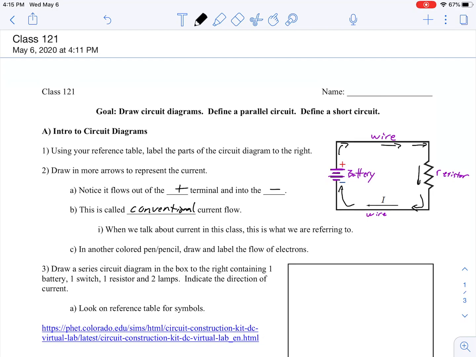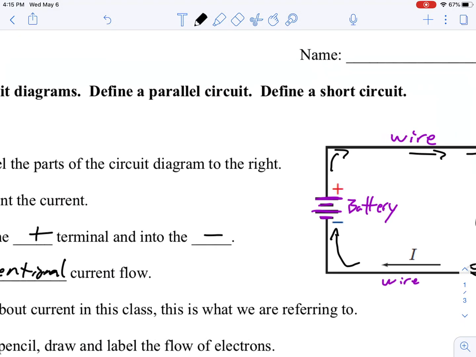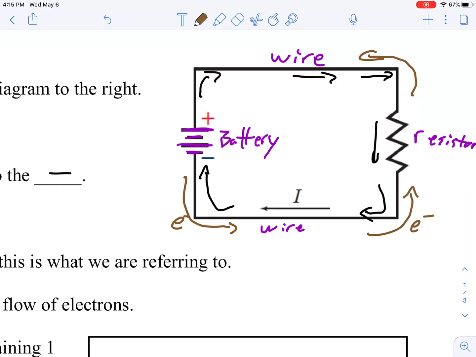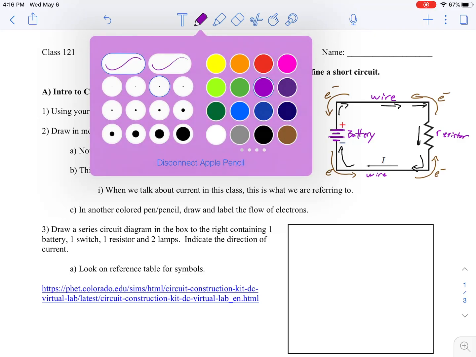In another color, pencil or pen, draw and label the flow of electrons. Electrons are just the opposite. I'll label that, we'll do it in brown. Electrons go from negative to positive. So this would be the flow of electrons. But again, I want to emphasize that we do not follow electron current flow in this class. We follow positive current flow. Yes, electrons are what actually are moving, but that's just not what we do. All right?